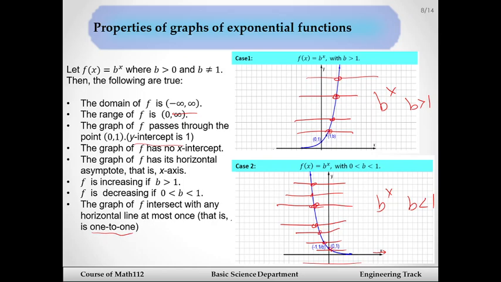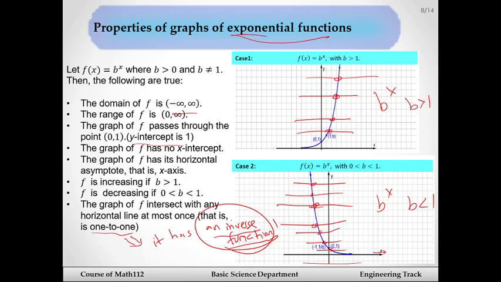So what does this imply? If a function is one-to-one, what is special about being one-to-one? If f is one-to-one, it has an inverse. It has an inverse function. Okay, we will come to that in the inverse function. What is the inverse function of an exponential function? Okay, you can guess it. It's the logarithmic function. So the inverse function of the exponential functions is logarithmic functions.